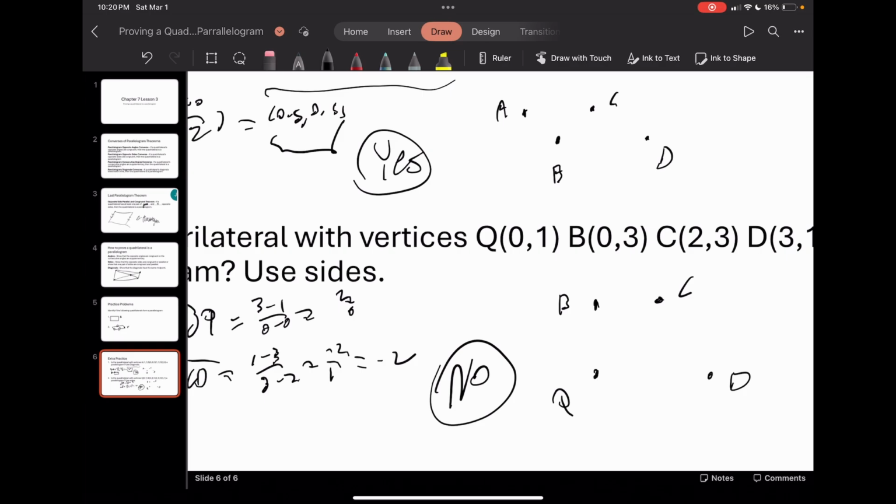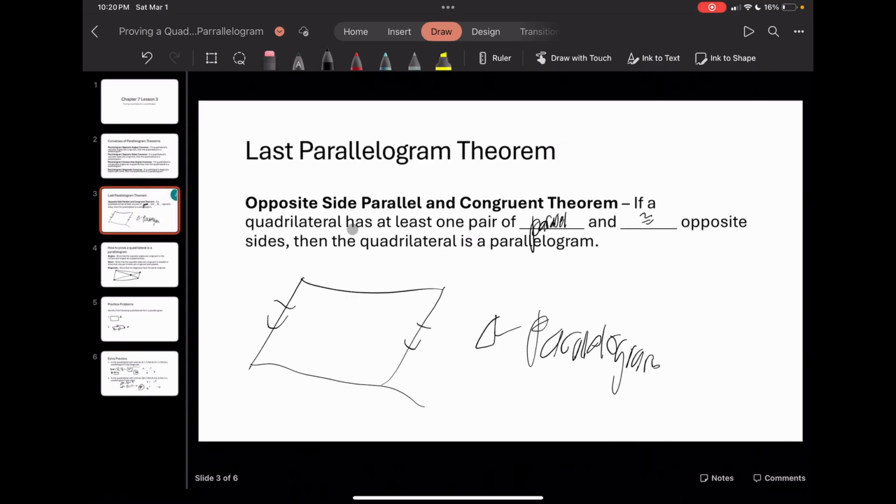But really, this is how you show that quadrilaterals are parallelograms, using the converses of all our theorems and the opposite sides parallel and congruent theorem. So that is it.